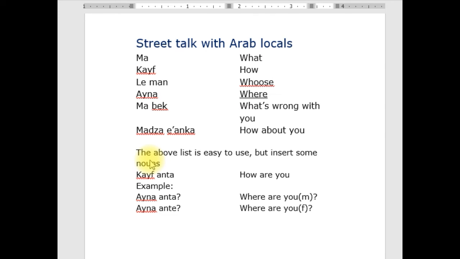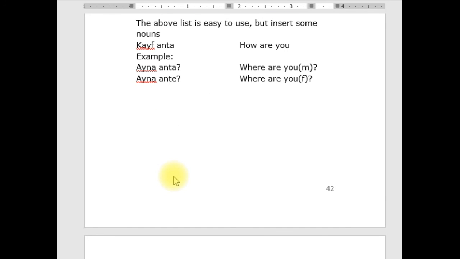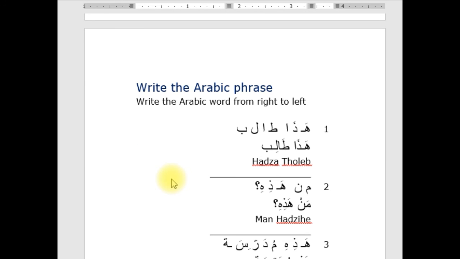The above list is easy to use, but insert some nouns. كيف أنت, how are you. أين أنت, where are you, for male. أين أنت, where are you, for female. Write the Arabic phrase.